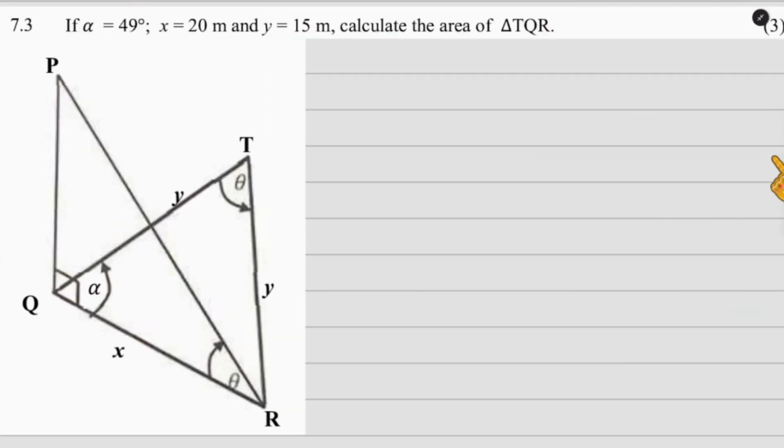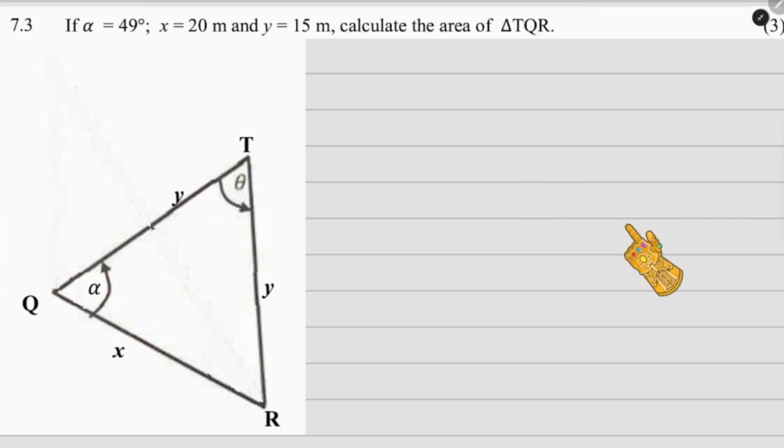In question 7.3, they've asked us to calculate the area of triangle TQR, and they've given us the following information. So I'm going to get rid of the other triangle. Let's just focus on triangle TQR. And additionally, I'm going to get rid of alpha, x, and y and replace them with the actual numbers that they supply to us. And I'm tempted to use area equals half base times perpendicular height, but I don't see a perpendicular height. So it's going to force us to use the area rule.